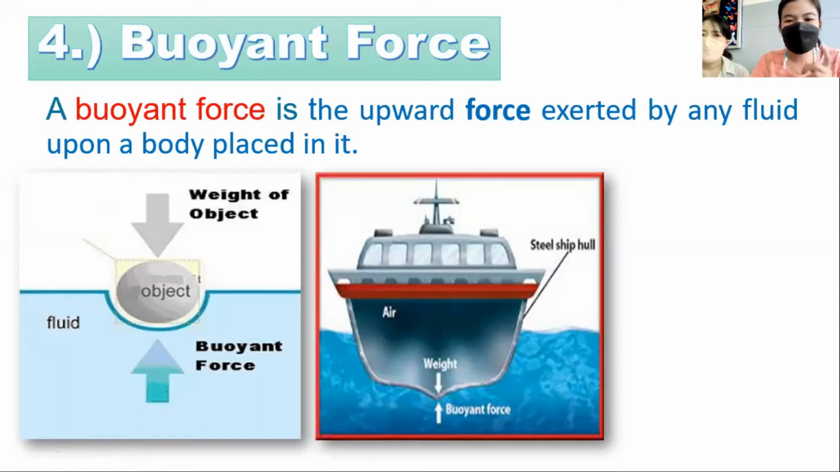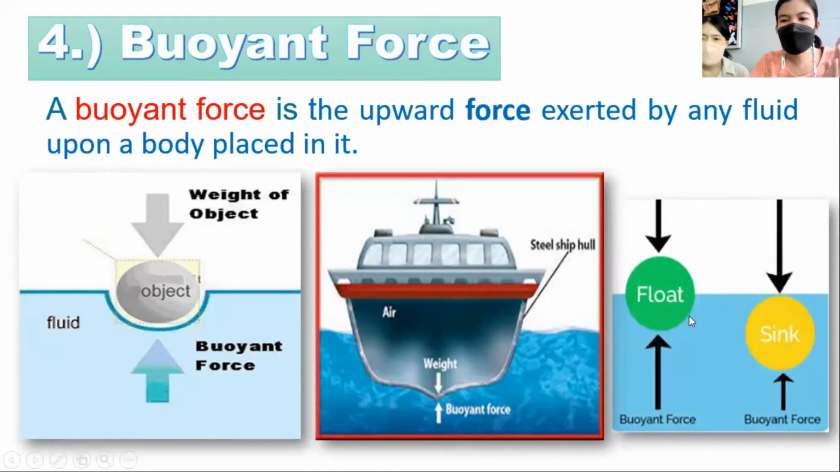The inventor designed the ship to be like this one. We have here the steel ship, so there is air and it holds the weight of the whole ship, and it is equal to the buoyant force. That's why the ship can float. The more buoyant force an object has, the more it can float. The lighter the weight of an object, the more easily it can float. If the object has heavier weight, the buoyant force is lesser, so the object can sink. That is buoyant force. It can make an object float or sink.